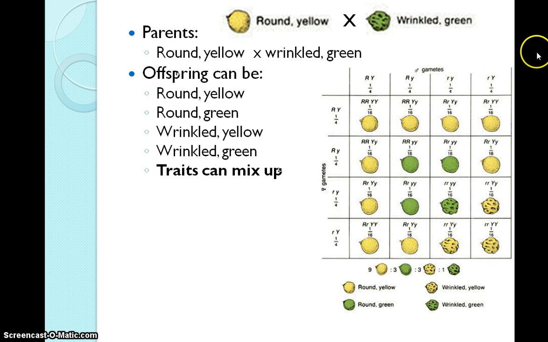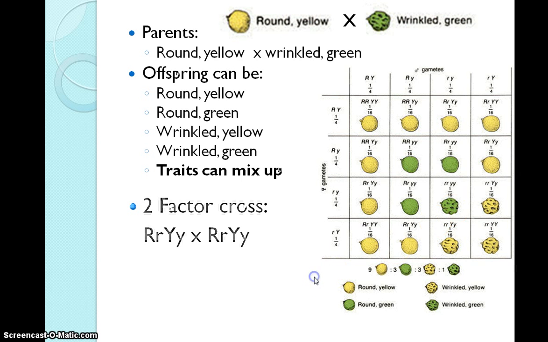Here's a Punnett square showing the inheritance from these two parents. So we see one parent passing on the round and yellow, the other parent passing on the wrinkled and green. The offspring then are a combination of the four traits that we had listed. Some are round and yellow, some are round and green, some are wrinkled and yellow, and some are wrinkled and green. So indeed, the traits do match up.